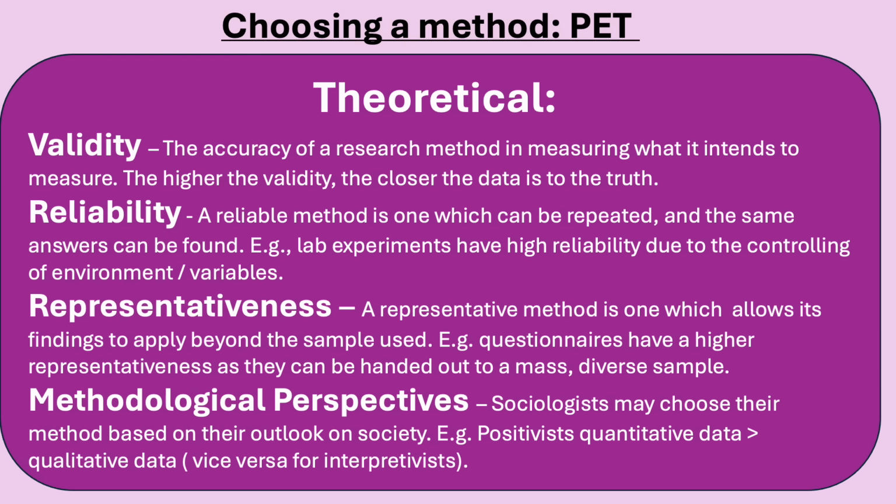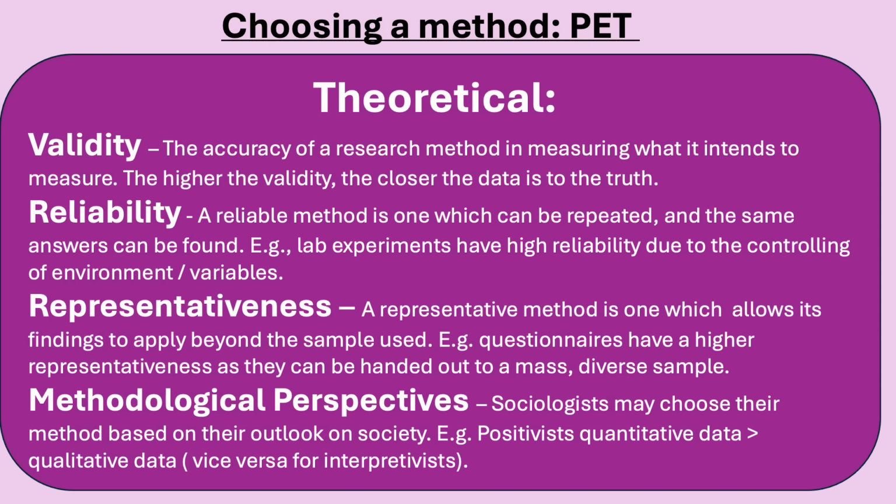And finally, the T stands for theoretical. So within this, we have validity, which is the accuracy of a research method in measuring what it intends to measure. The higher the validity, the closer the data is to the truth. Reliability, a reliable method is one which can be repeated and the same answers can be found. So for example, in a lab experiment, you have high reliability due to controlling of environmental variables.